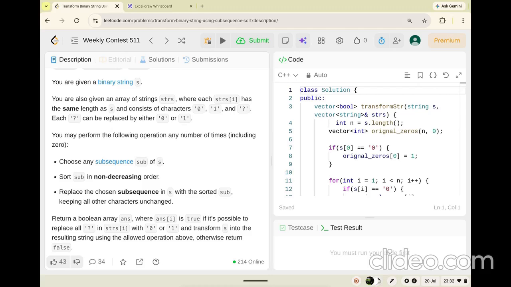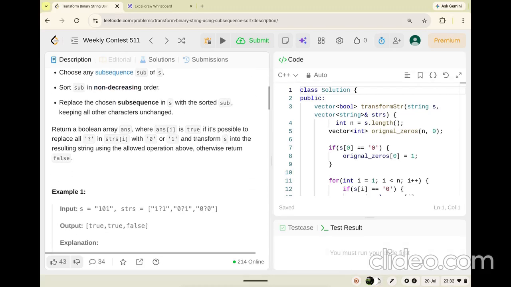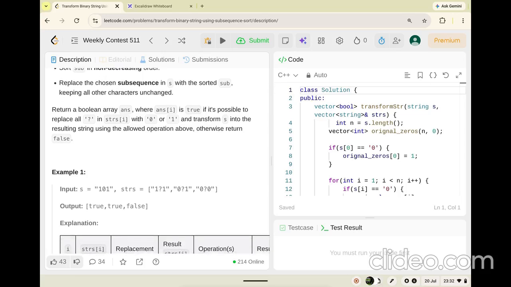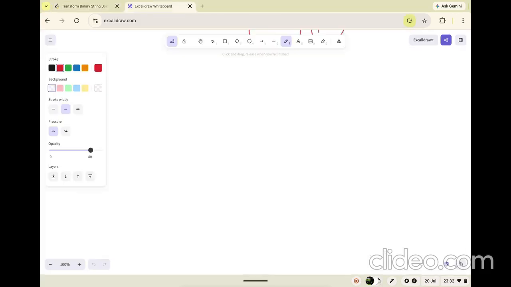You need to return an answer array of booleans, where answer of I is true if it's possible to replace all question marks in strs of I with either 0 or 1 and transform s into the resulting string. We will take a test case and try to solve it and understand the problem.